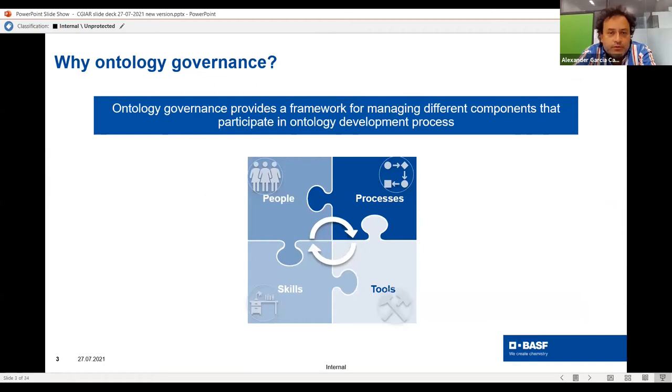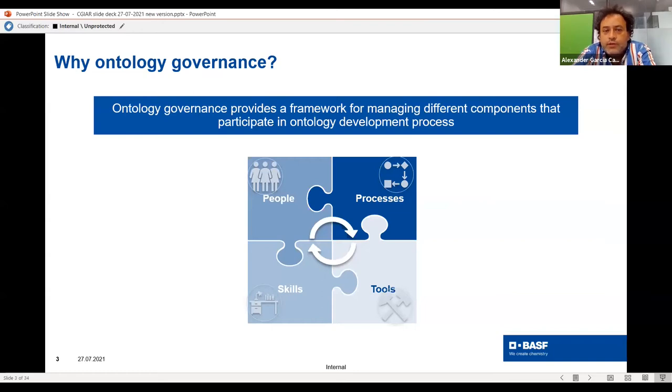Why ontology governance? I want to start this slide by saying that this is about governance and not government. And this is about policy and not about politics. This is a subtle distinction, but it must be made, and I hope that by the end of this presentation, it becomes clear why I'm making this distinction.